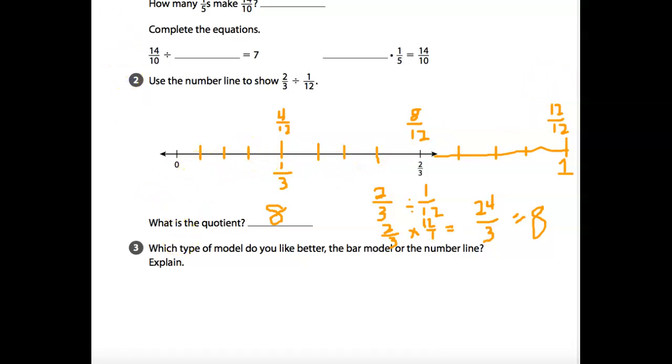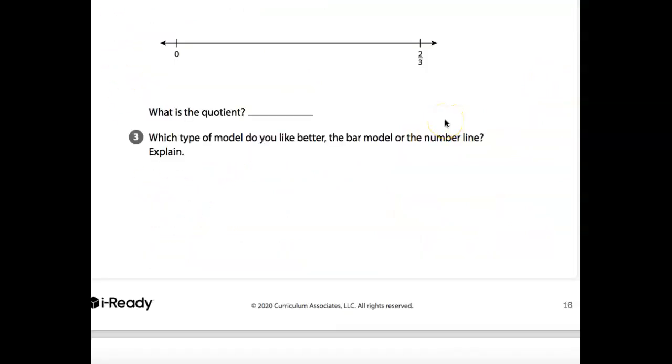All right, great. Number 3 just asks you to decide which type of model you like better, the bar model or the number line. So you can choose which one you like better and explain why you do. And that's it for that question. All right, let me pause this and go on to the next page.